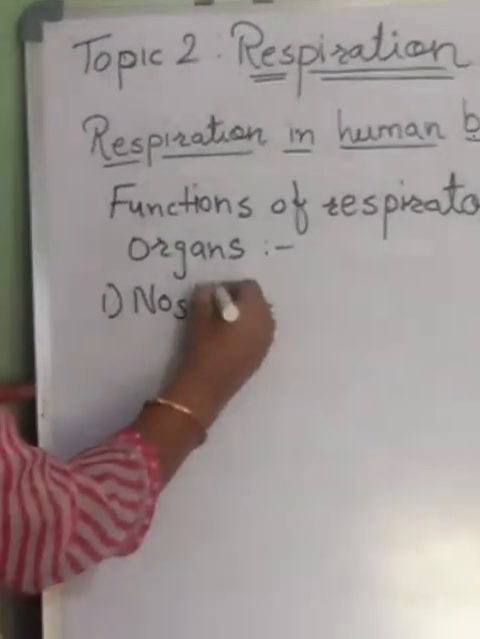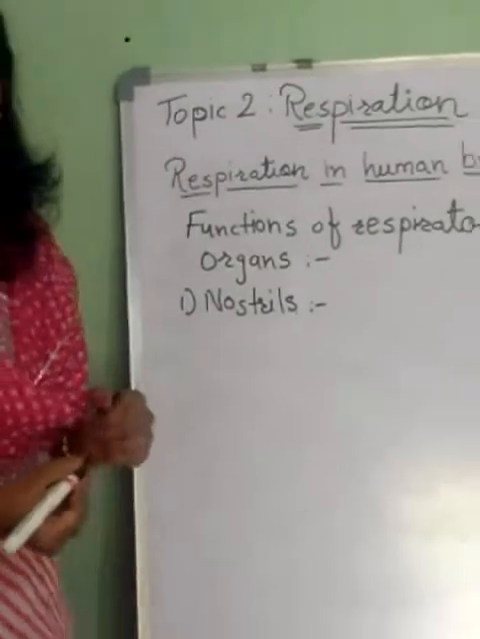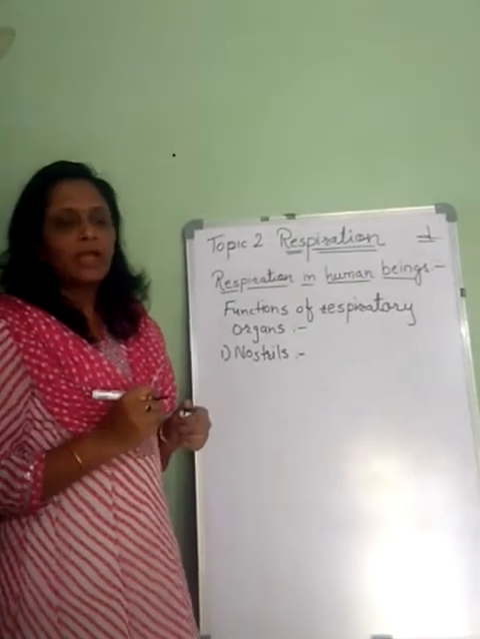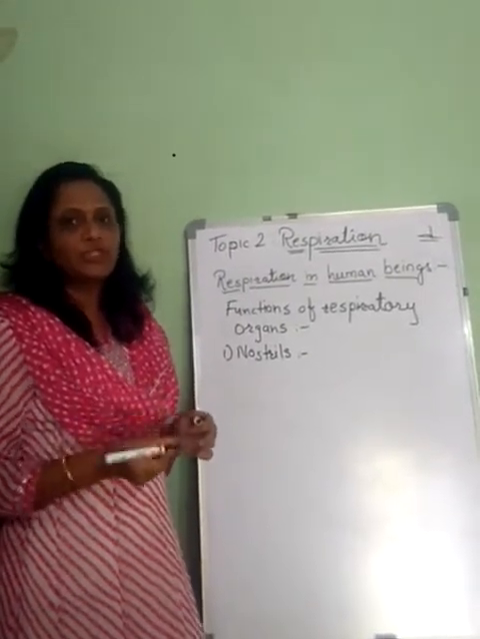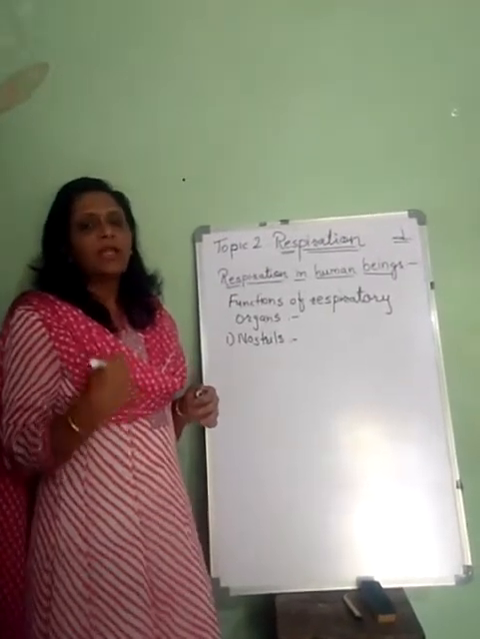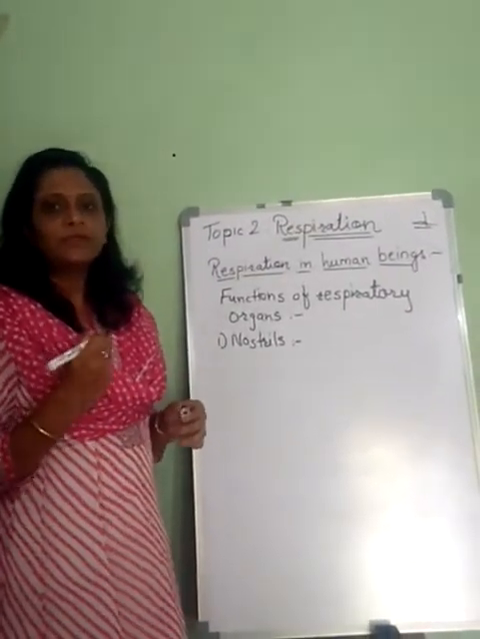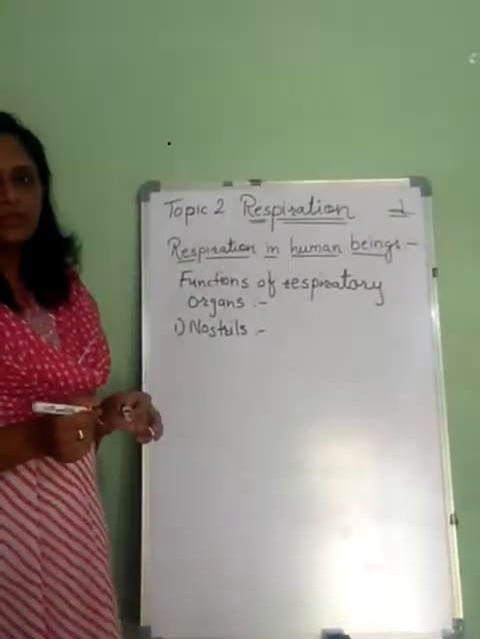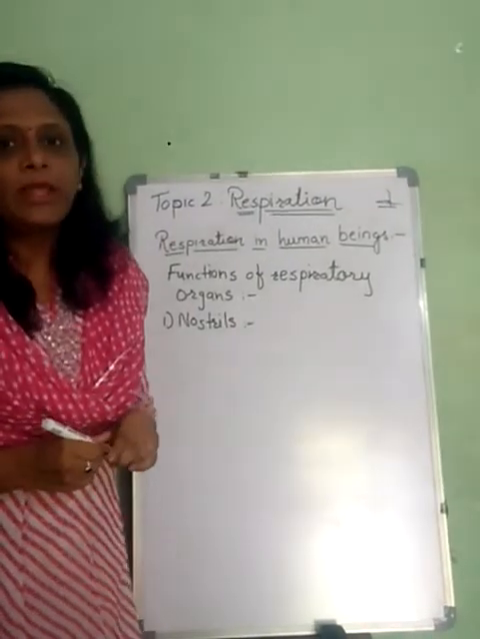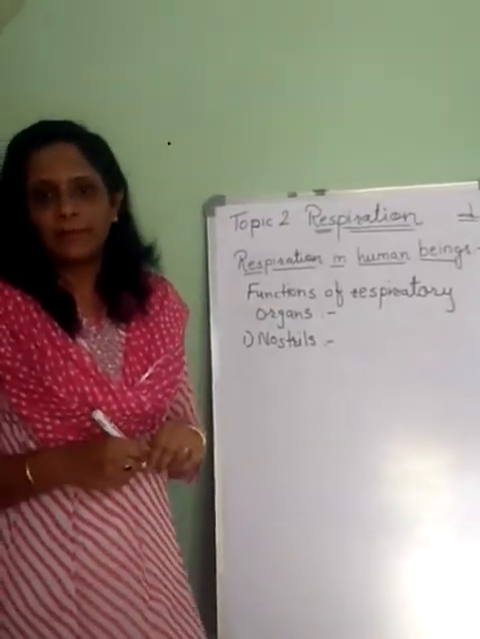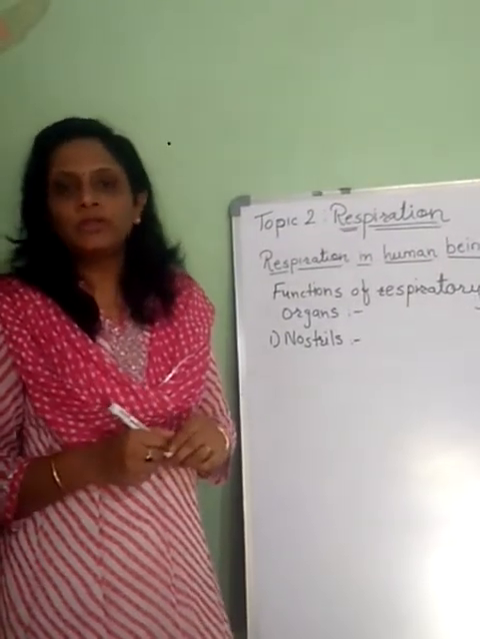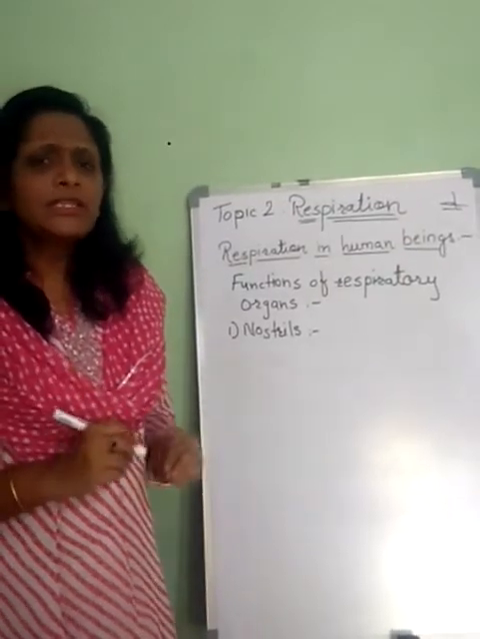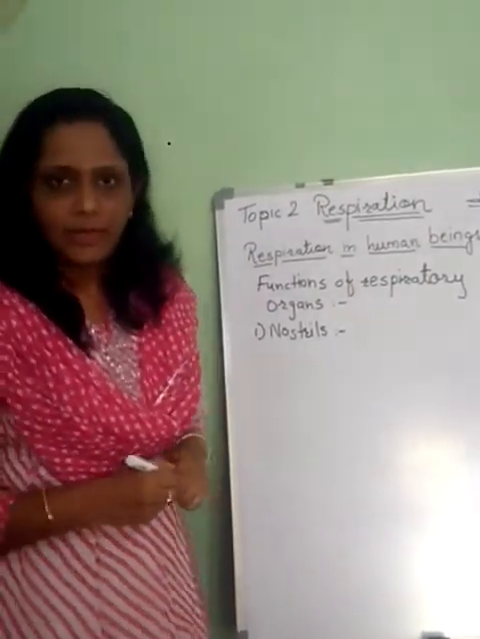Nostrils are, as I have told you, the small openings present at the front side on the facial bone, and these small openings take in oxygen and allow carbon dioxide to go out. So it's a passage for taking in oxygen and giving out carbon dioxide. These nostrils are supplied with small hairs inside which filter the air. They also have some amount of mucus, and this mucus also helps to filter the air. So that is the function of the first organ, the nostrils.